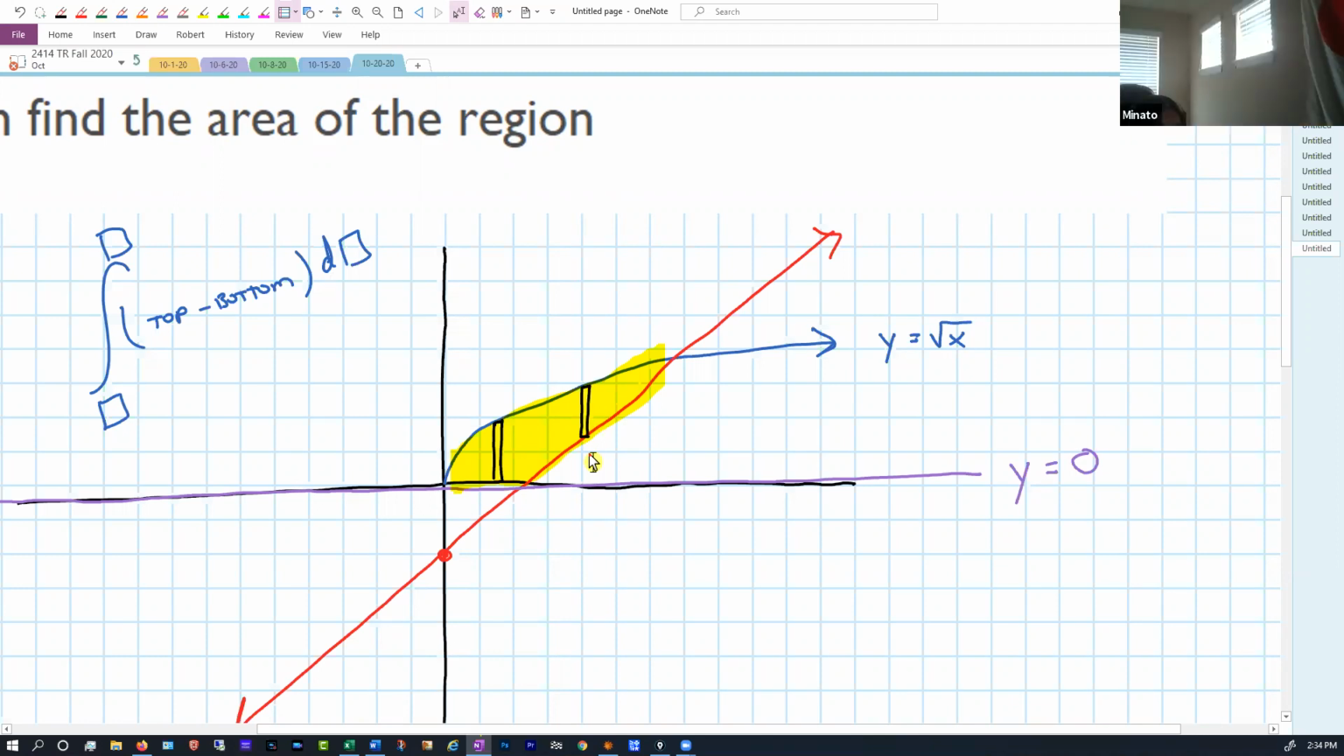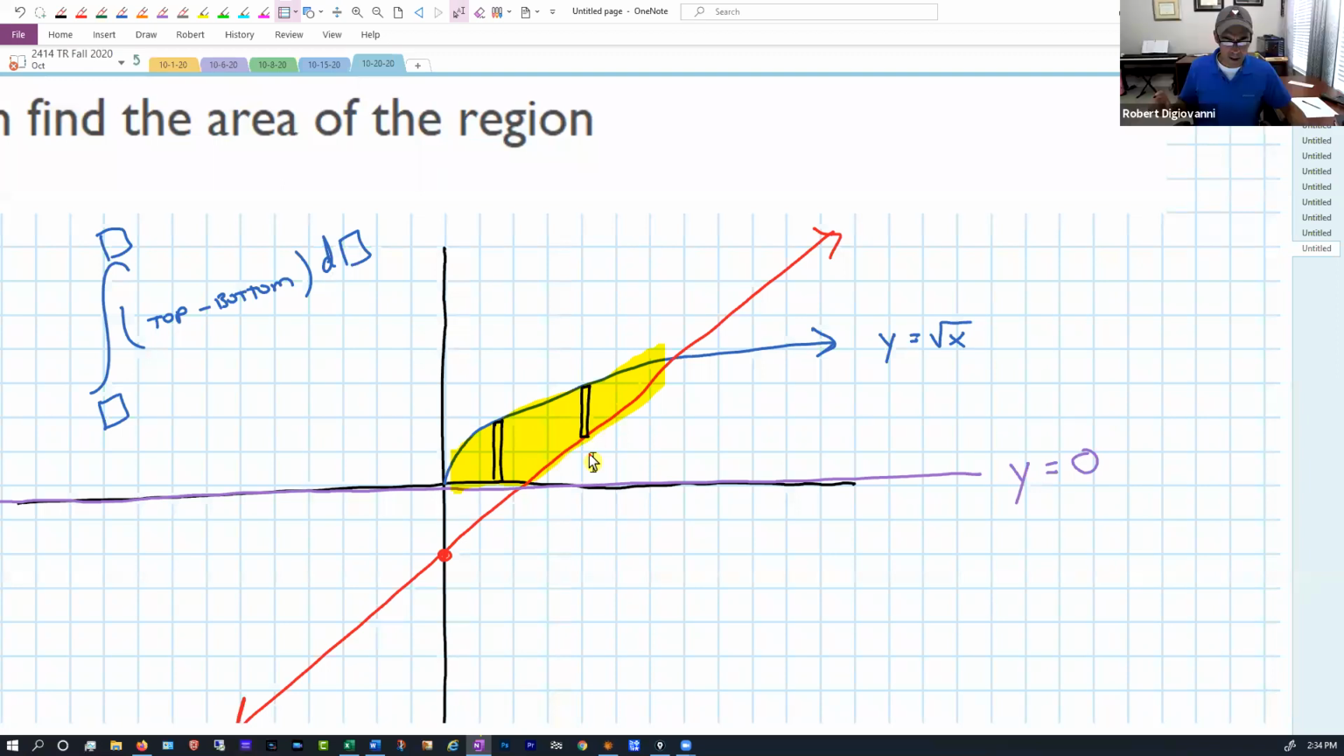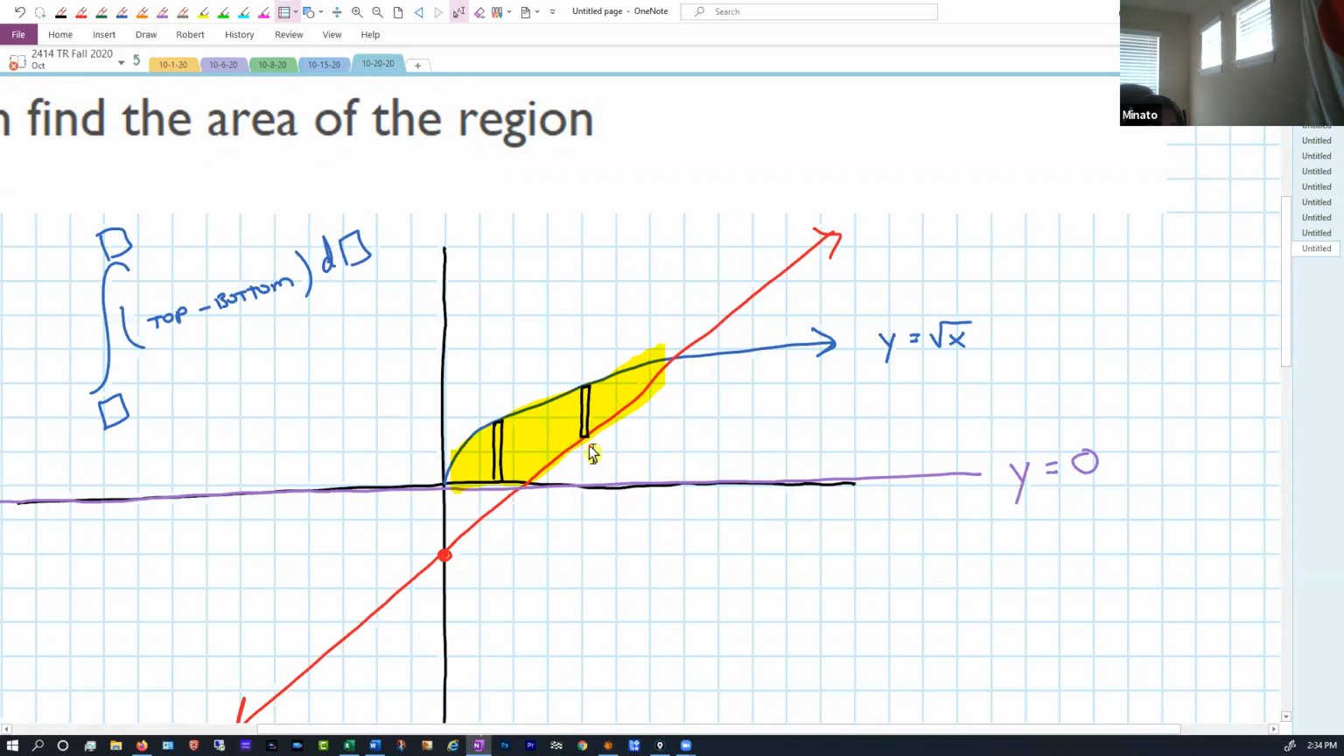Can we add the bottoms then? Pardon? Couldn't we add the bottoms then? What do you mean add the bottoms? Because they're both the bottom function no matter what. The top would be y equals square root of x, but the bottom would be y equals 0 plus the linear equation. Okay, yes, almost.